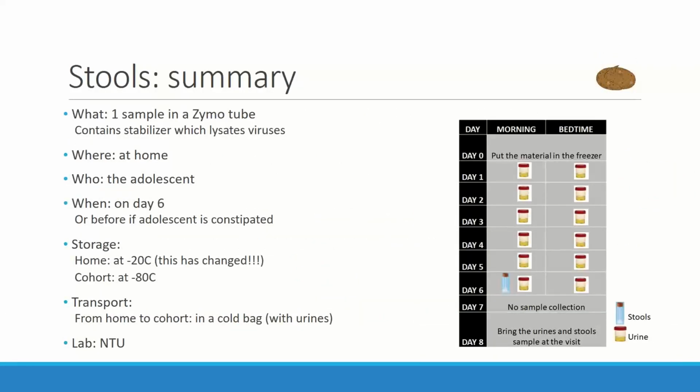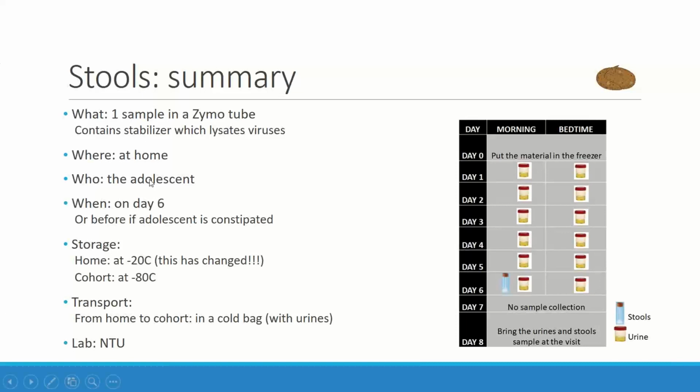Okay. So if there are no more questions about the urine samples, I will move to the stools. So for the stool samples, we are going to collect just one sample in a tube that is called Thymo. This tube has a reagent that stabilizes the bacteria, and it also lyses the viruses. So this is good for the COVID. This means that the stool sample collected in this tube will not be infectious anymore. But again, we have to be careful in any case.